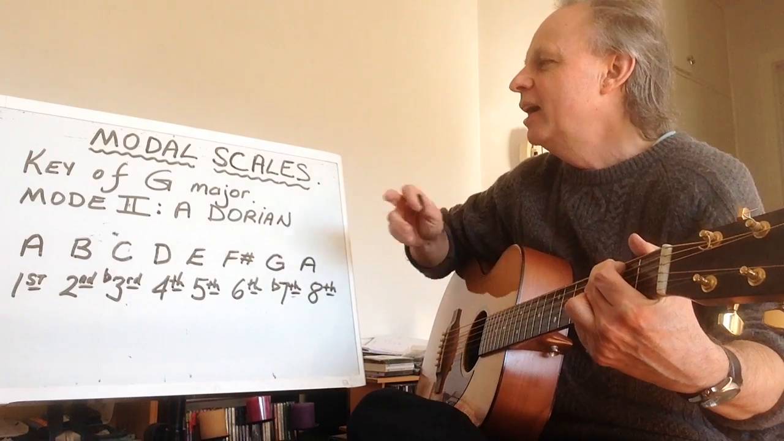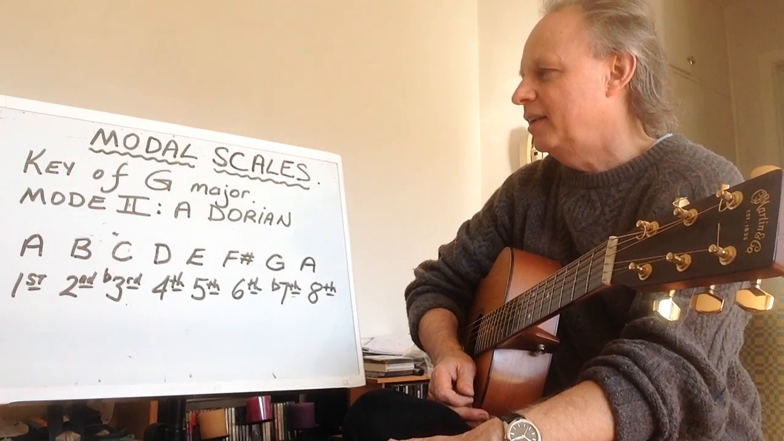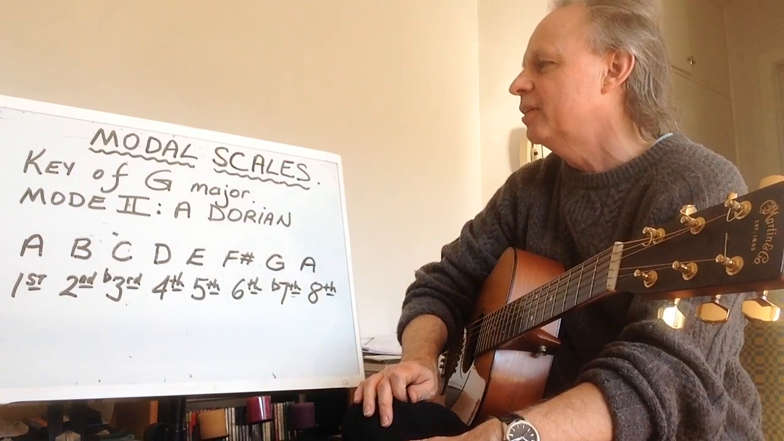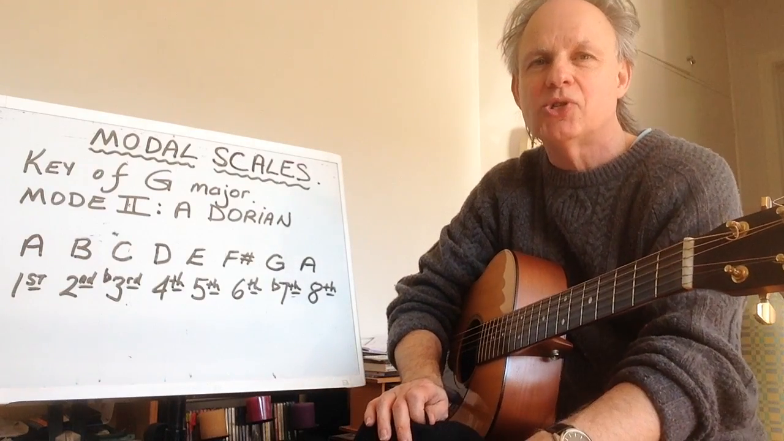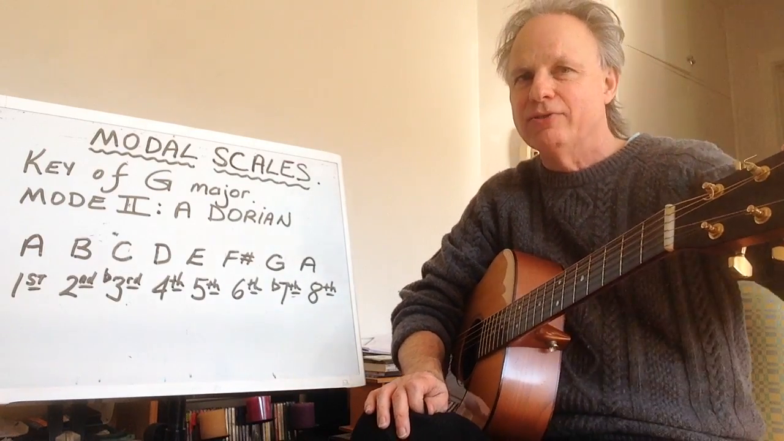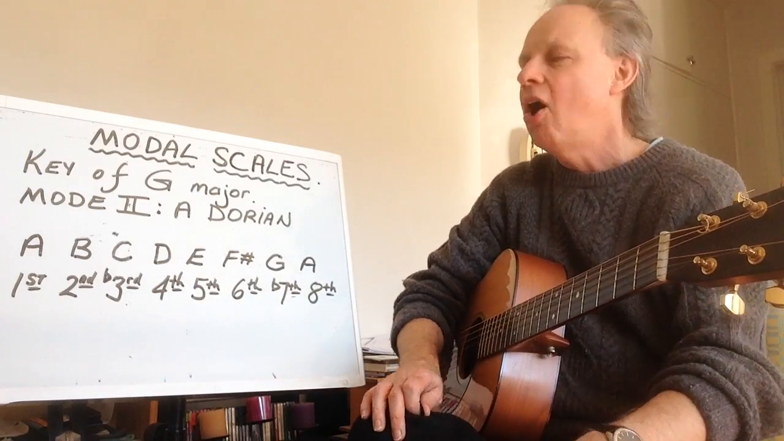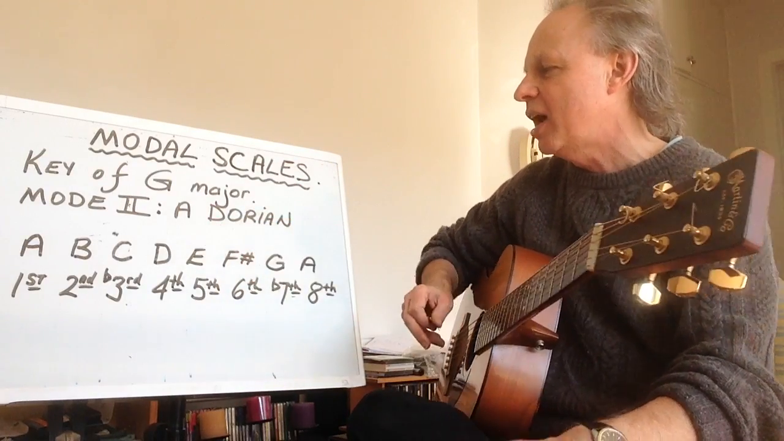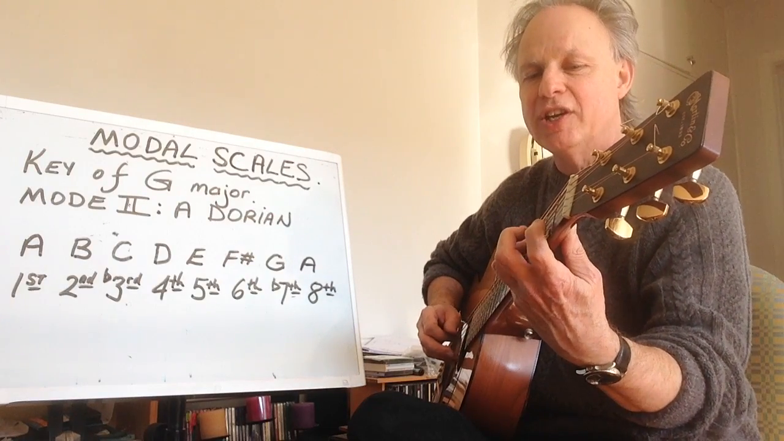The key of G. And our first mode that we're going to learn in our series is the A Dorian mode. It's mode 2. Why is it mode 2? Because it starts on the second note of the G major scale. G, A is the second note in the G major scale. So I'm going to play a G major scale starting and finishing on A. A, B, C, D, E, F sharp, G, A.